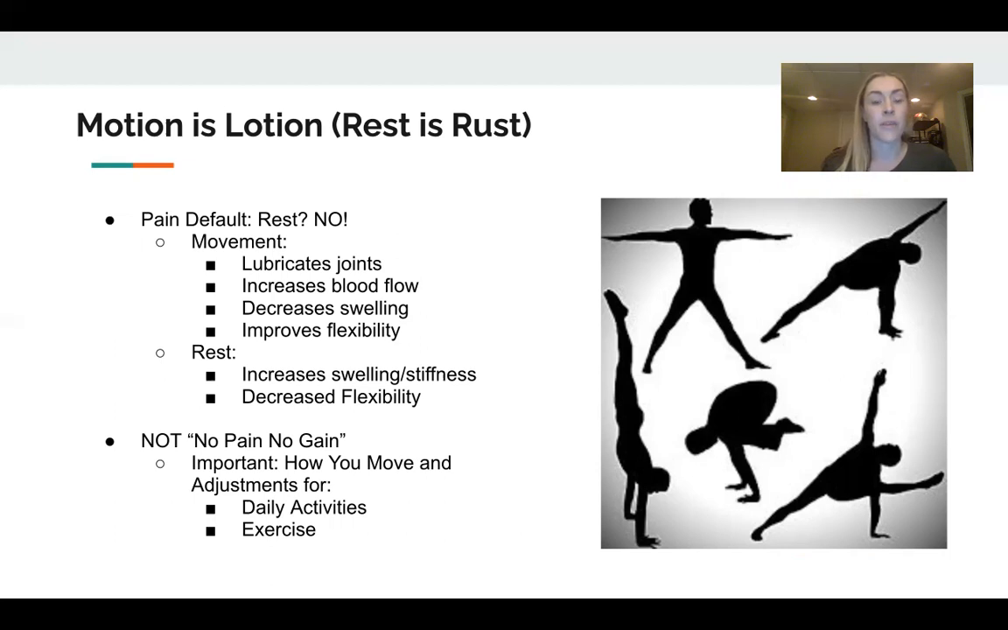However, with movement, it's not a no pain, no gain kind of push through the pain. How you move is important, and knowing what adjustments you can make to your movement, your daily activities, and exercise are the keys to being able to move without knee pain.